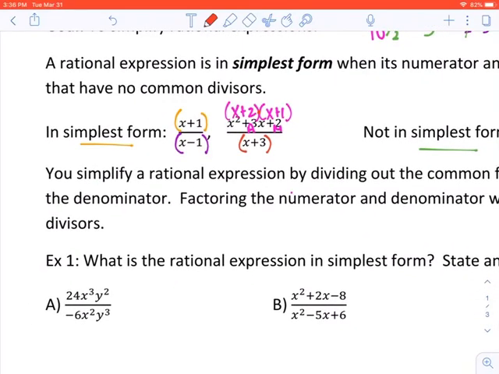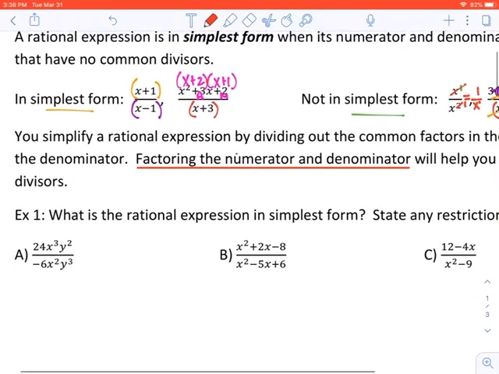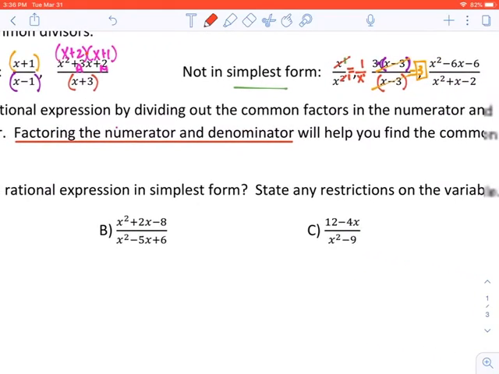Okay, we're going to simplify these rational expressions. Sometimes we will need to factor either the numerator or the denominator. Okay, that will have to happen. We'll have to do some factoring. And what we're also going to do as part of this is state any restrictions. We're going to state the restrictions on the variables.